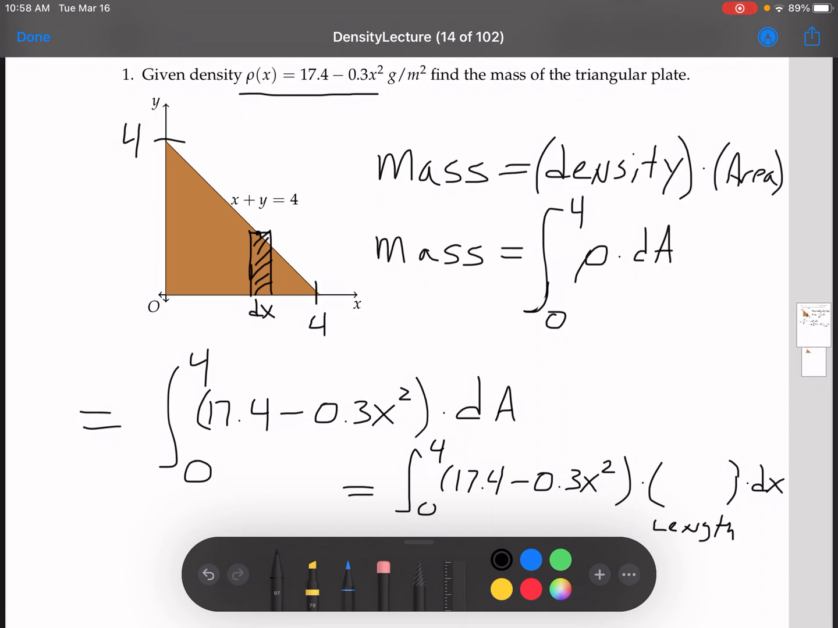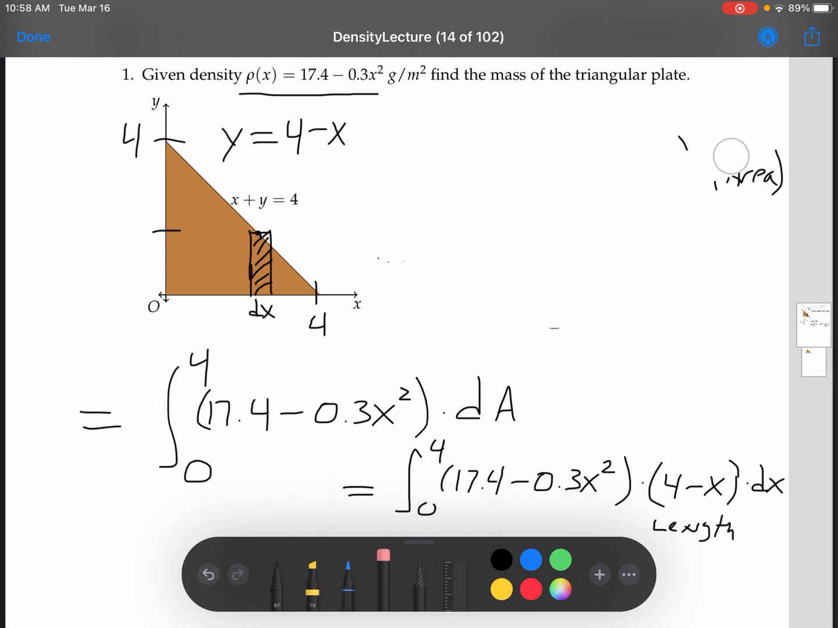Now, since the top of the rectangle is at x plus y equals 4, we're looking for a function of x, so y equals 4 minus x. So our height, y, is 4 minus x. So that'll be our length. And so there's our formula with all the necessary pieces, and then we can compute the integral. I won't compute the entire integral, but let me just simplify it a little bit to where you would be able to take it from there.